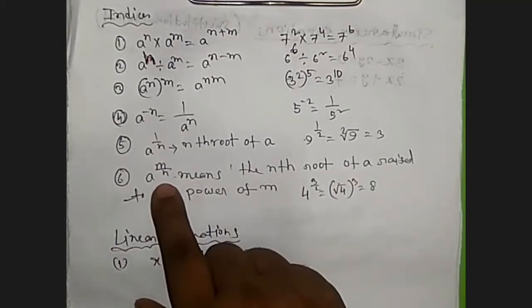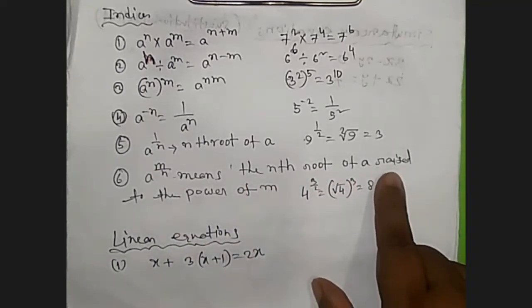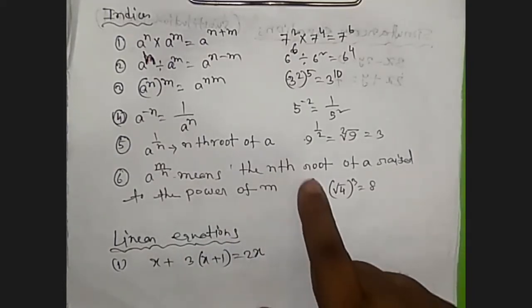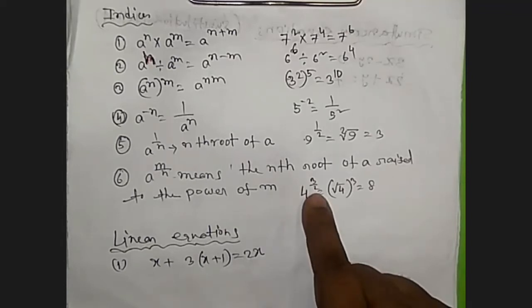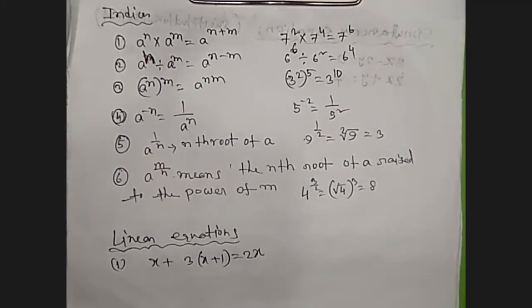A to the power m by n means the nth root, and then to the power m. So take the nth root of a and raise it to the power m. Suppose 4 to the power 3 by 2. Just do the square root first, then cube it, and we will get the answer. So that's the formulas from indices. This is the very beginning and basic concept from indices.